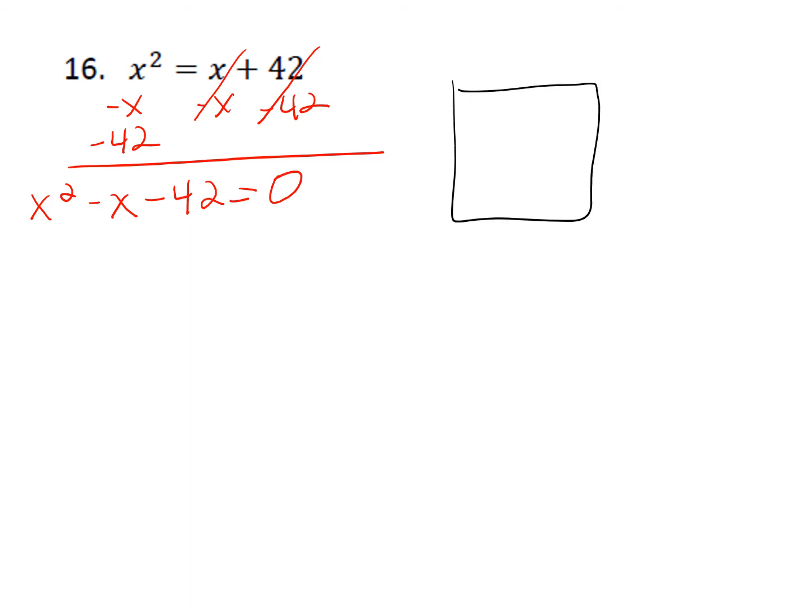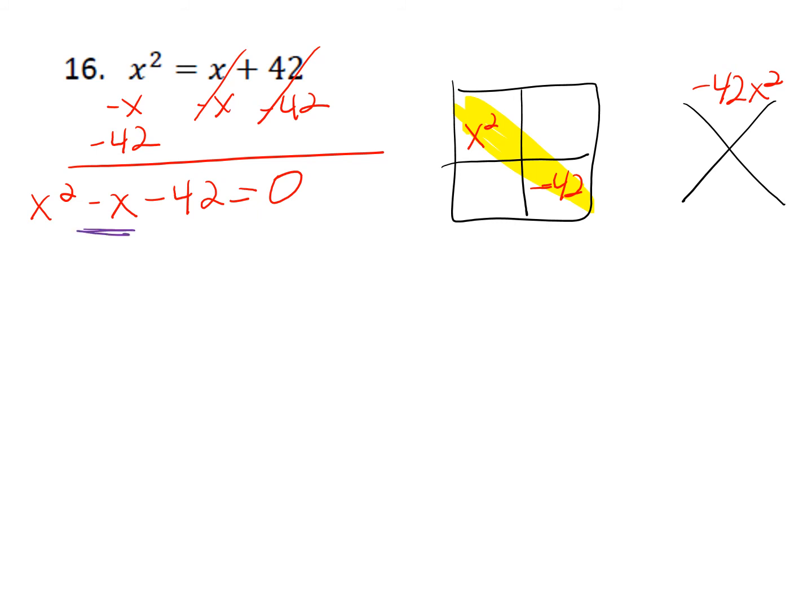So I can draw in my block, make my x, fill in my x squared, my negative 42. We're looking for what multiplies to give me negative 42x squared, and we want to add up to this middle term. And that may look a little weird because it just says negative x, but remember there is a 1 in front of that. So a negative 1x. So I start listing off my factors of 42. Granted, I know it's supposed to be negative.